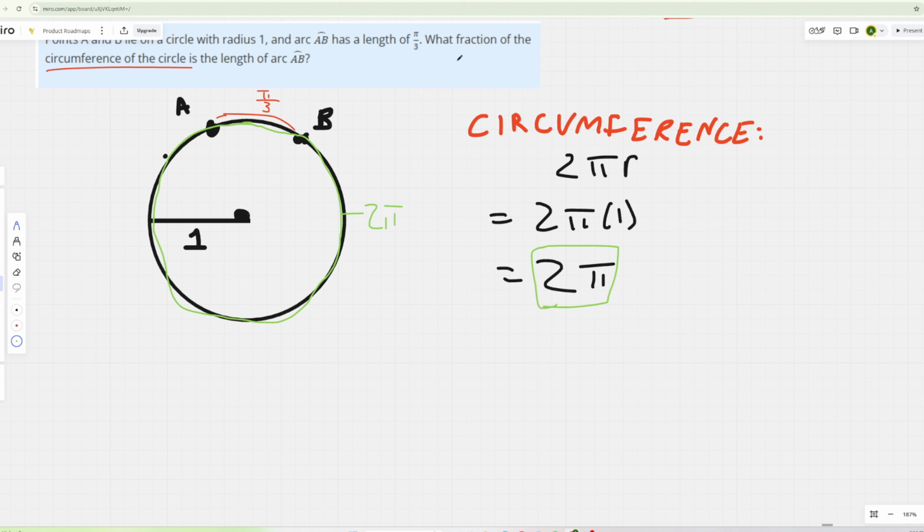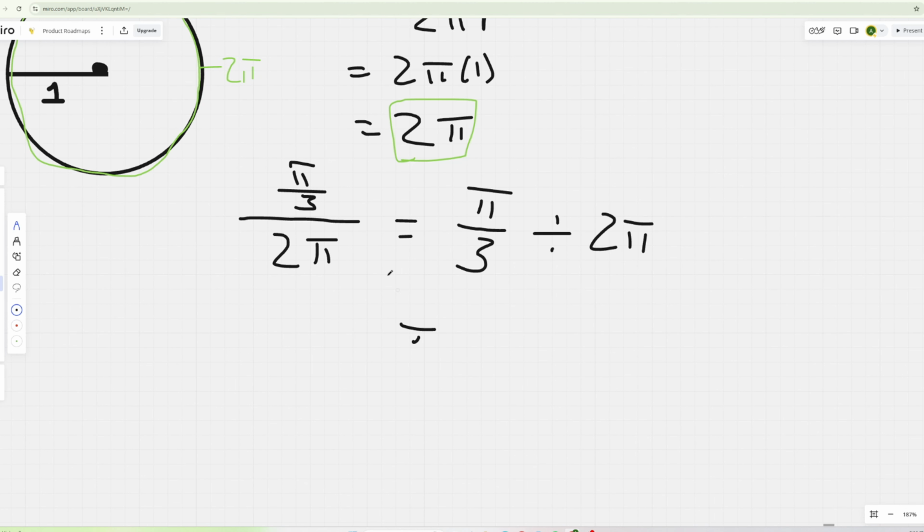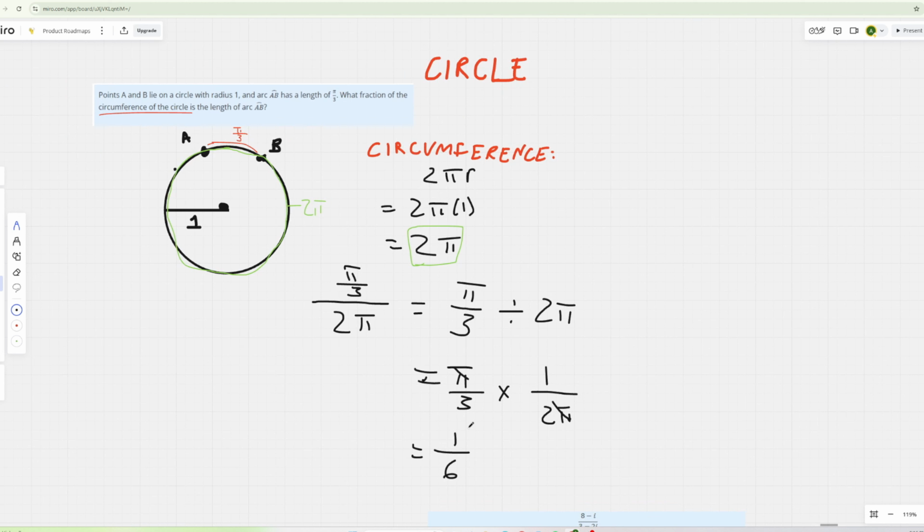They want to know what fraction of the circumference of the circle. So the whole thing is 2 pi, and AB is pi thirds. They just want us to simplify this, right? Pi thirds out of the 2 pi. So again, we did this in the other question. It's just divided by 2 pi. You can think about it like this, or you can just reciprocate it, whichever way makes most sense to you. I'm just writing it out so you guys can see. This is just 1/6, and boom. So 1/6, and there's my answer.